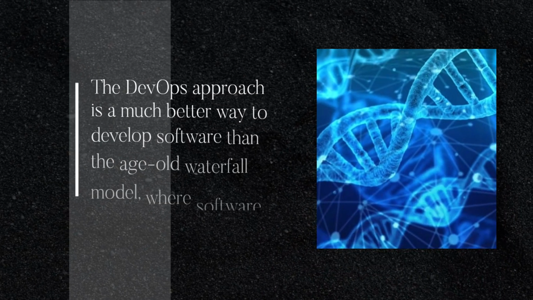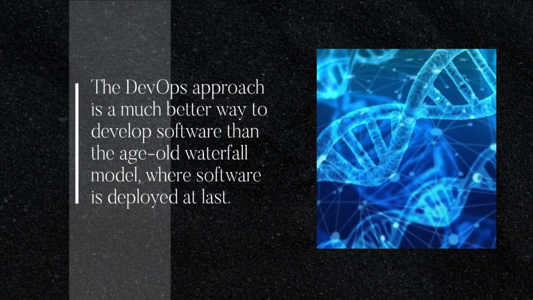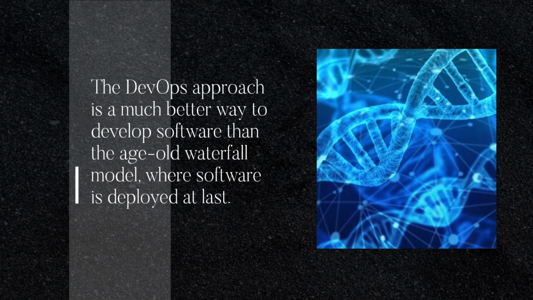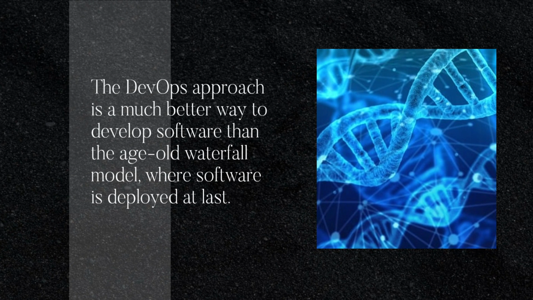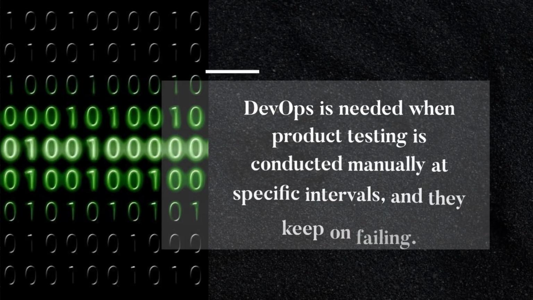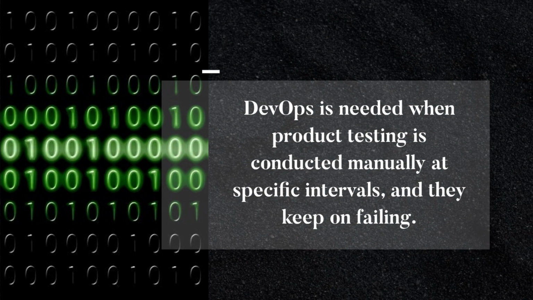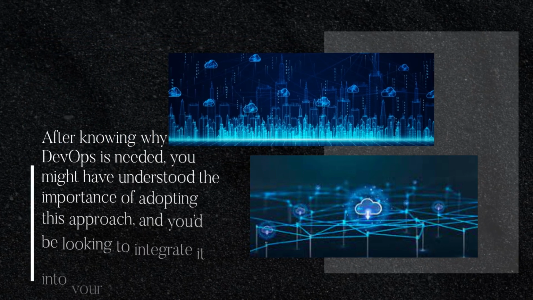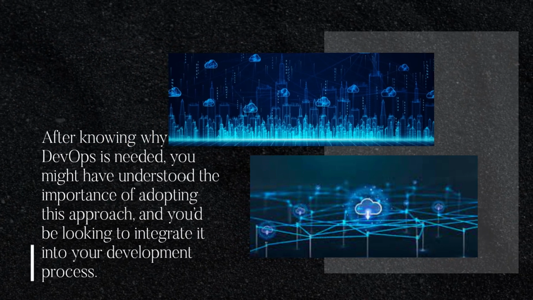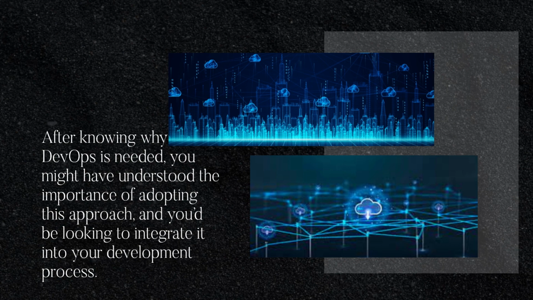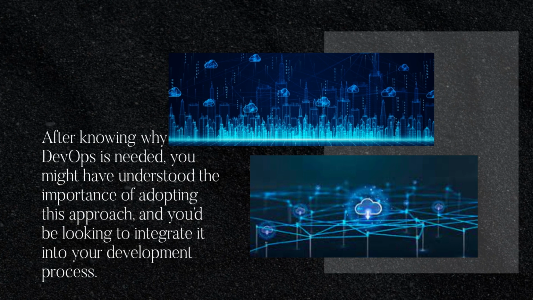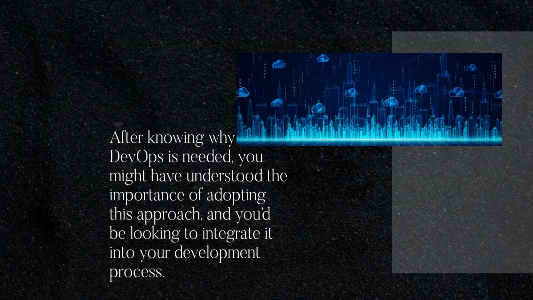The DevOps approach is a much better way to develop software than the age-old waterfall model, where software is deployed at last. DevOps is needed when product testing is conducted manually at specific intervals, and they keep on failing. After knowing why DevOps is needed, you might have understood the importance of adopting this approach, and you'd be looking to integrate it into your development process.